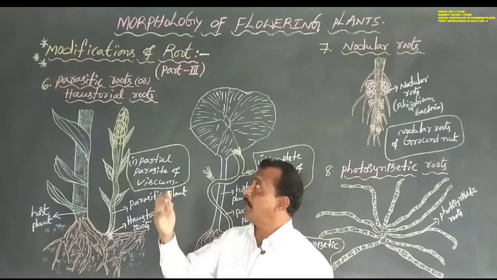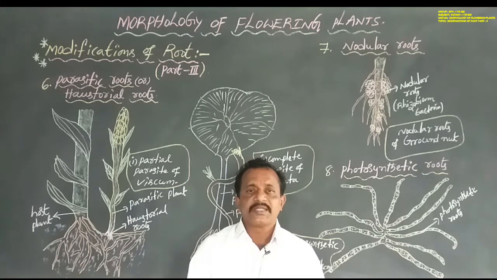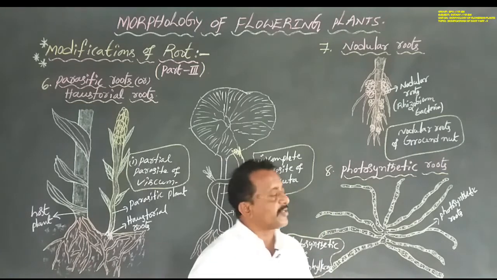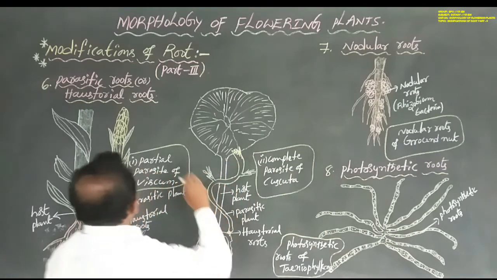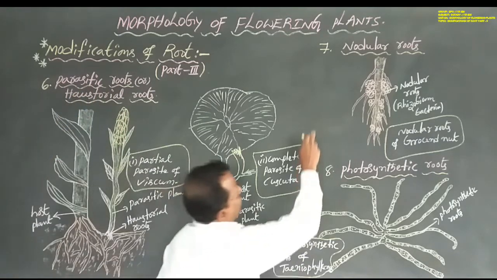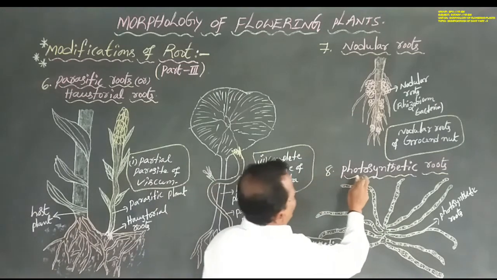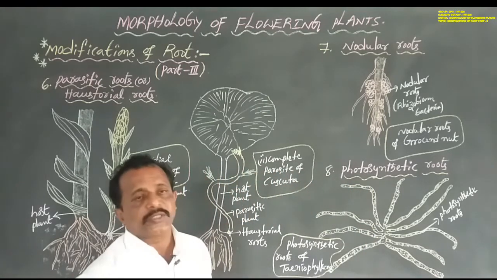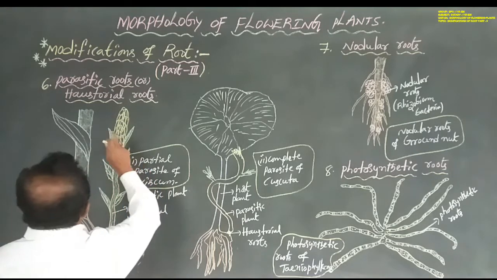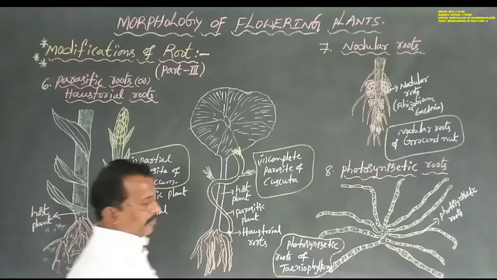Now today we are going to discuss the sixth, seventh, and eighth types of modifications of root. Sixth type, parasitic roots or haustorial roots. Seventh type, nodular roots. Eighth type, photosynthetic roots or assimilatory roots. Now let us begin with the sixth type, parasitic roots or haustorial roots.